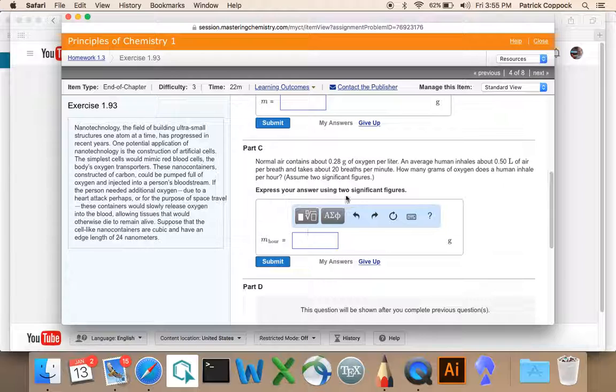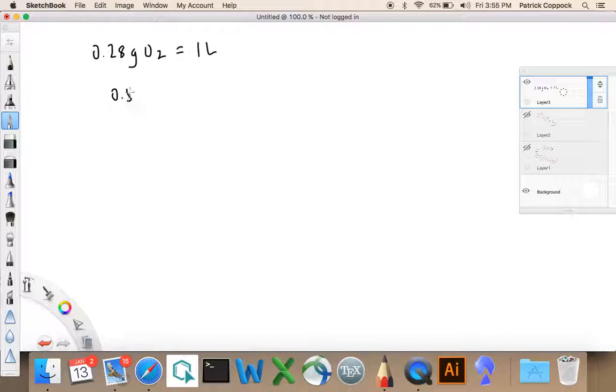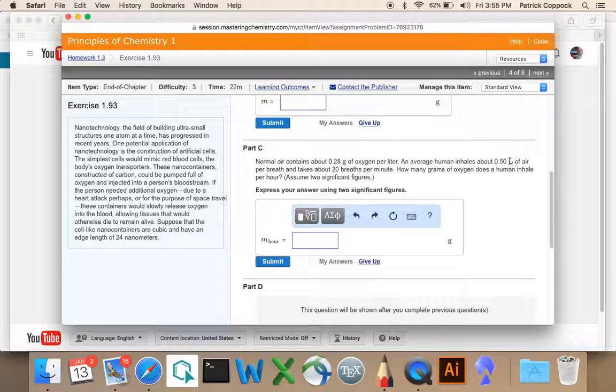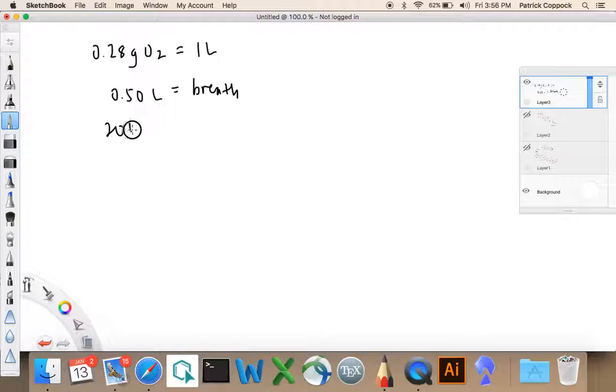Let's go back here. An average human inhales about 0.5 liters of air per breath. This is complicated. 0.5 liters of air per breath. Is that right? 0.5 liters of air per breath, and takes about 20 breaths per minute. Okay.